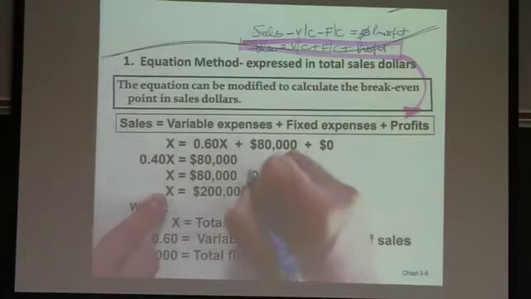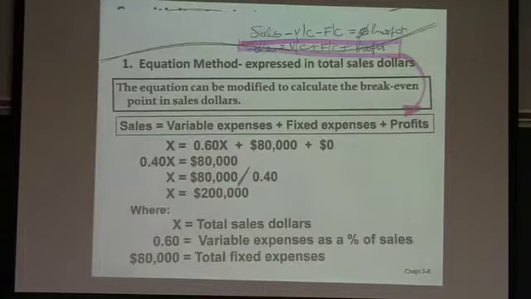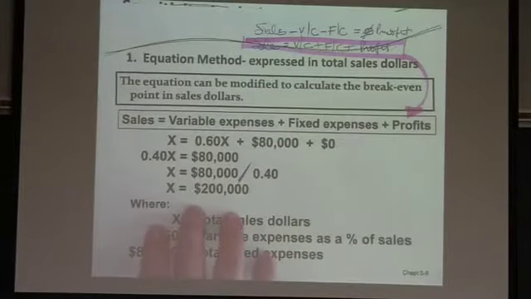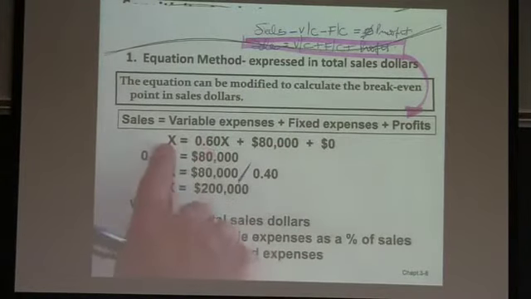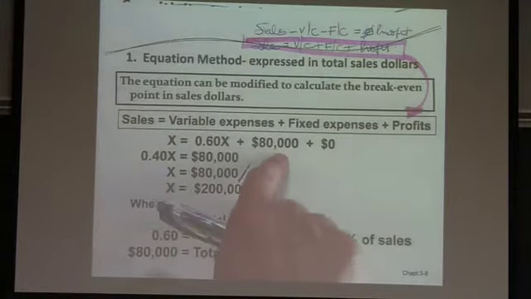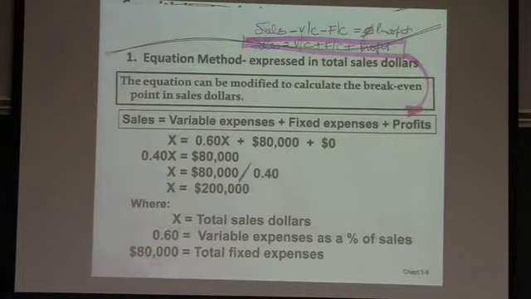And this, by the way, is divide. And that gives you X equals 200,000. So that's how we calculate the break-even. This is just an example that I did in class. It basically says that the variable cost is 60% of sales, and fixed cost is 80,000. And here you can see that X is sales dollars. And 60% is variable cost as a percent of sales, and 80,000 is the fixed cost.